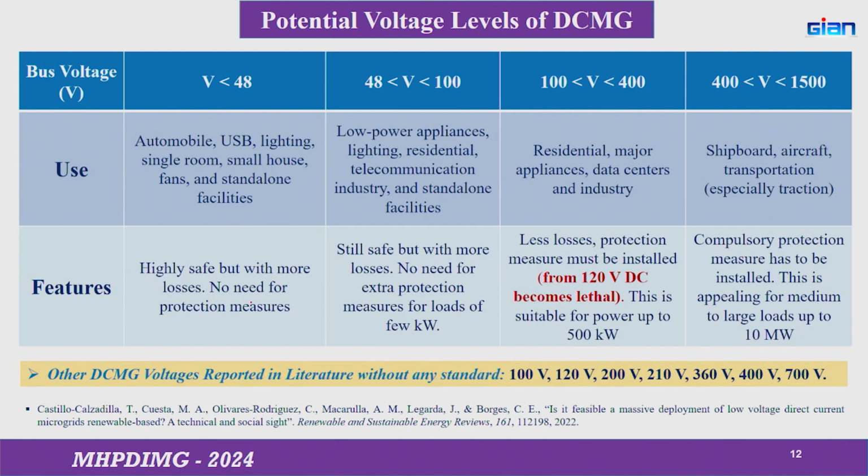So, the potential voltage levels for a DC microgrid: for a low voltage level it is less than or equal to 48 volt. We are mainly working in this till now. We have published many papers with wind PV based 48 volt LVDC microgrid system. Okay. So, this can be used for low power applications such as automobiles, UPS, small houses, fans and standalone loads, and we can go for this less than 48 volt system. These are very safe as per the safety factor, because the voltage is low.